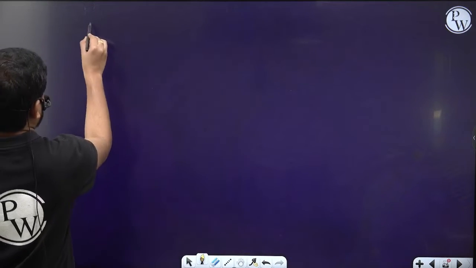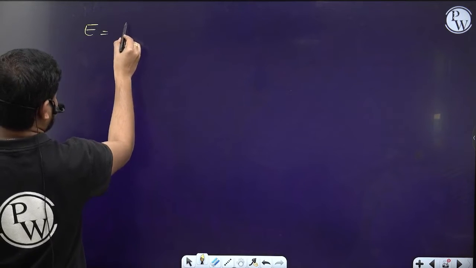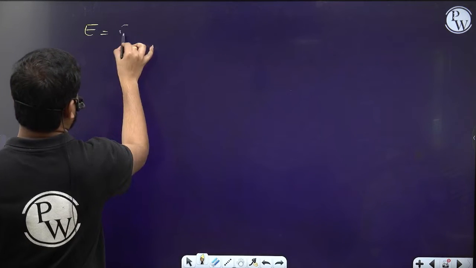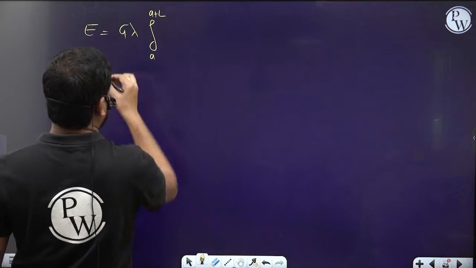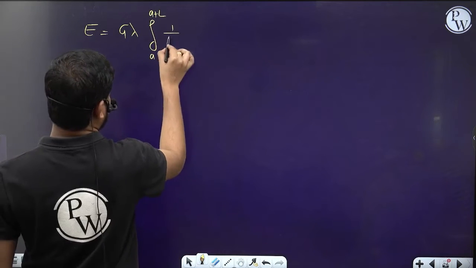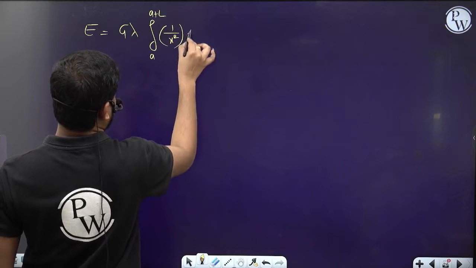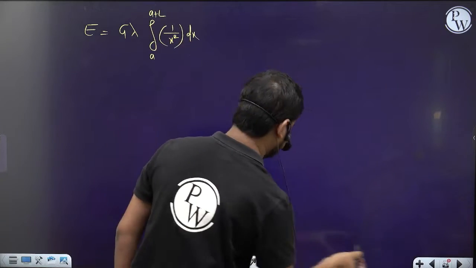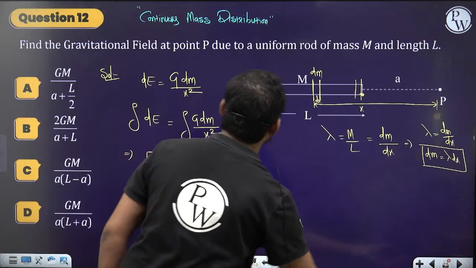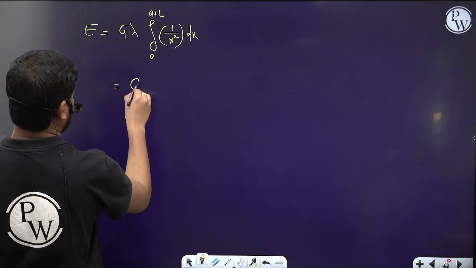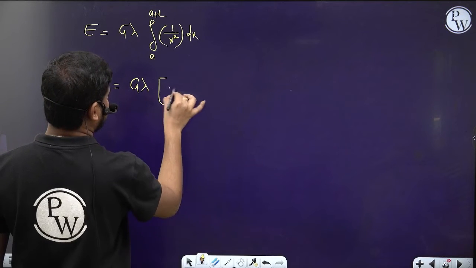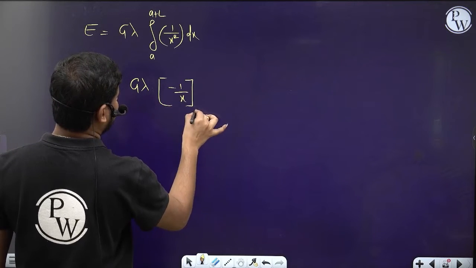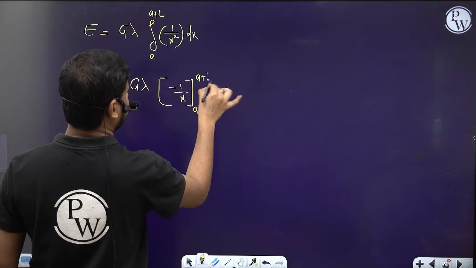So here the net gravitational field E is equal to g lambda, integration from A to A plus L, right? 1 by x square into dx. Yes. So what's the integration of 1 by x square? You already know. So minus 1 by x, right? So this is minus 1 by x, from A to A plus L.